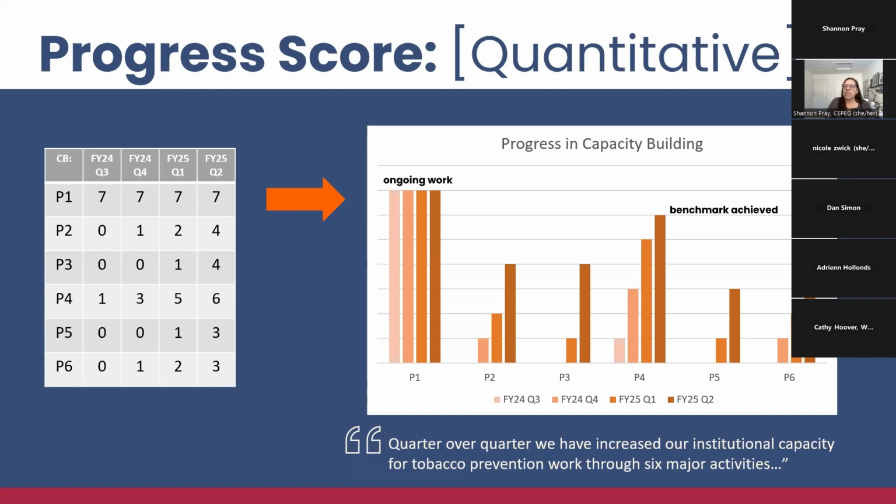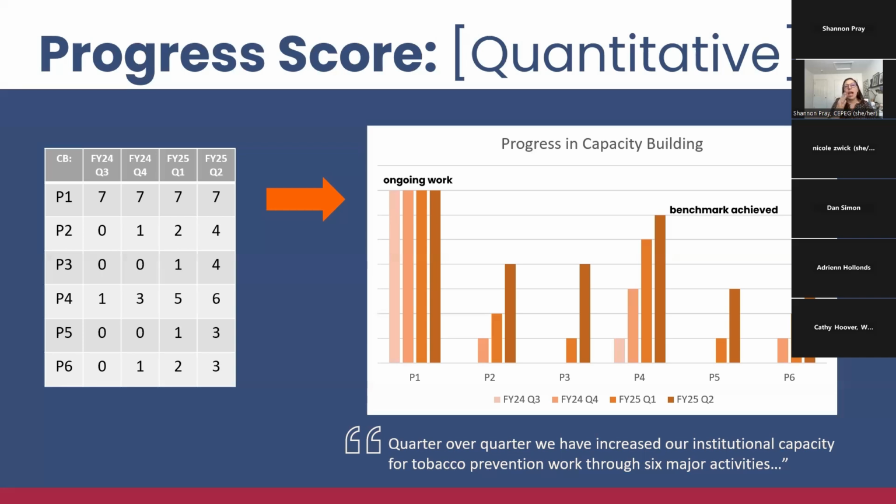But for P2 through P6, we started at 0 for most of them, or here on P4, we started a little higher. And what you can see is that over time, we're making improvements in the score that we've given ourselves. We're heading towards some kind of goal. So the 6 where I marked benchmark achieved, 6 is where we've hit that we've completed that activity, that we've done it. So in the case of P4, the entire activity is completed.